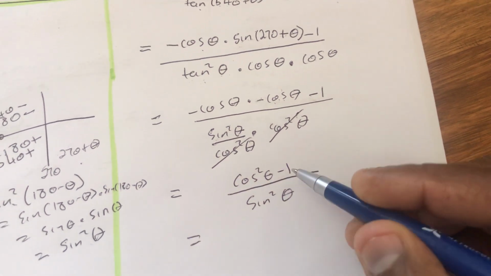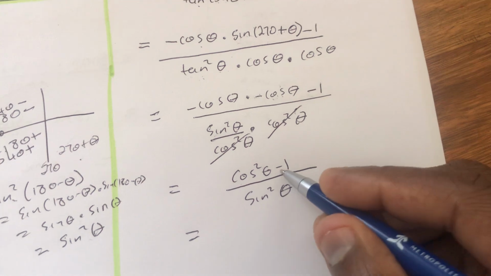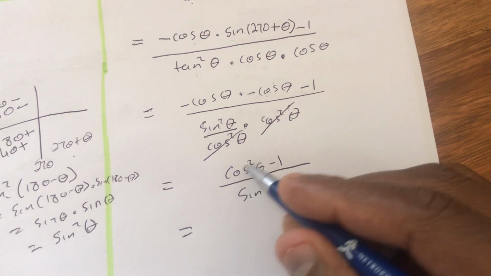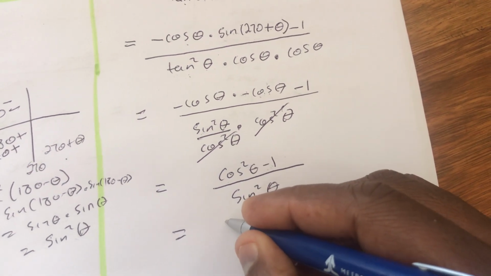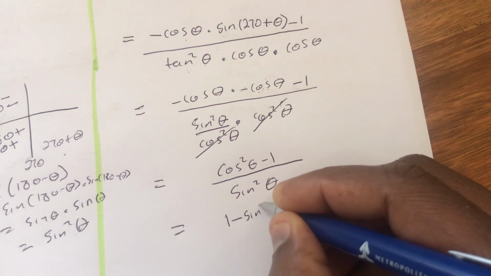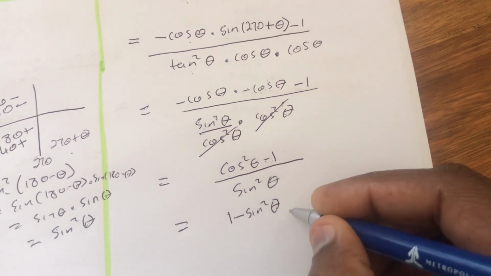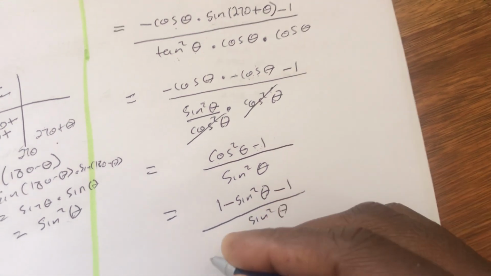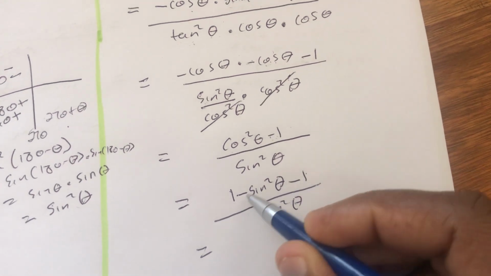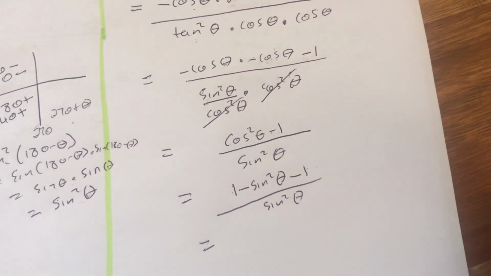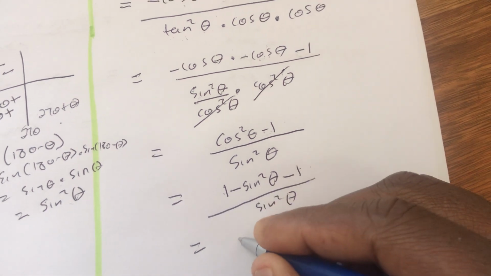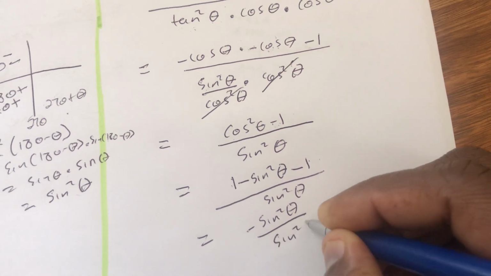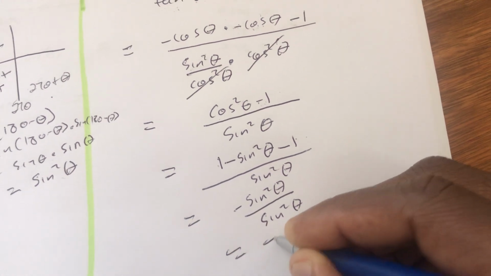And then from here you can say, oh, the cos squared theta minus 1. Cos squared theta from the trigonometric identities is equal to 1 minus sine squared theta, minus 1. You divide by the sine squared theta. So let's see. So these are like terms. Positive 1 minus 1, you are getting a 0, and then you remain with negative sine squared theta divided by sine squared theta. So this will give us negative 1.